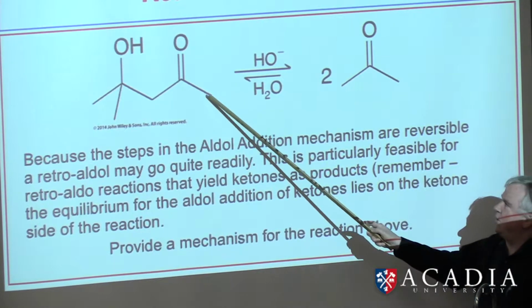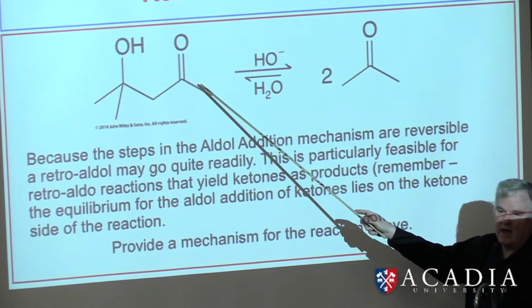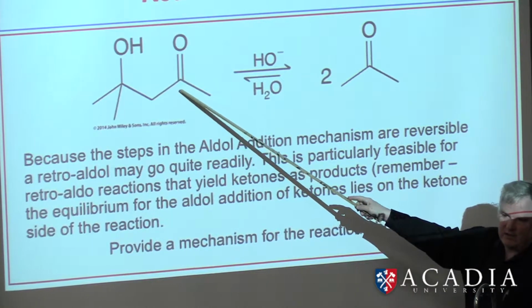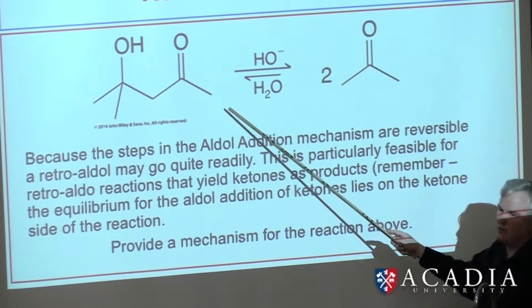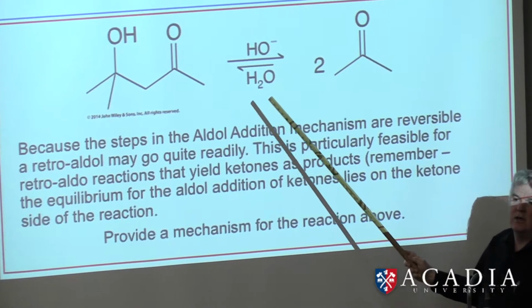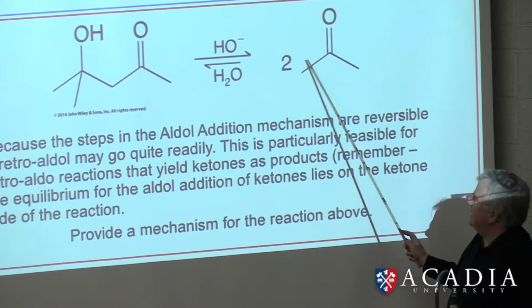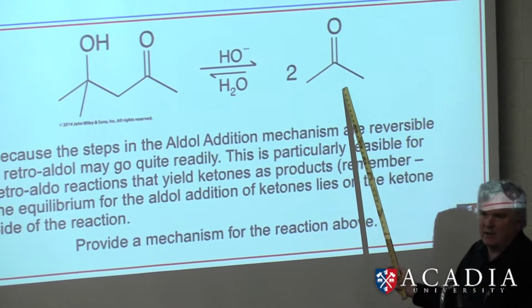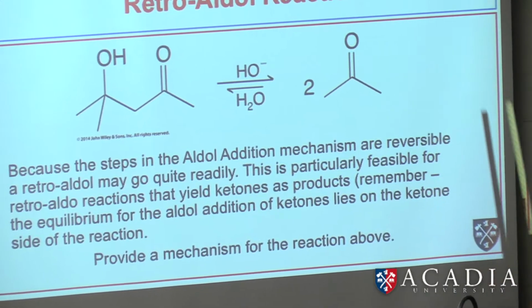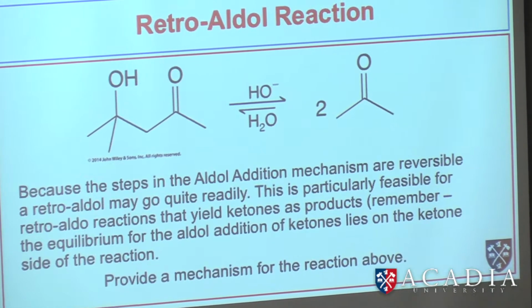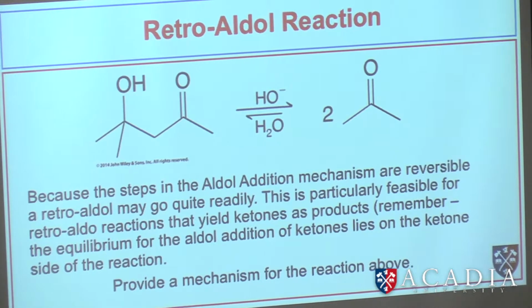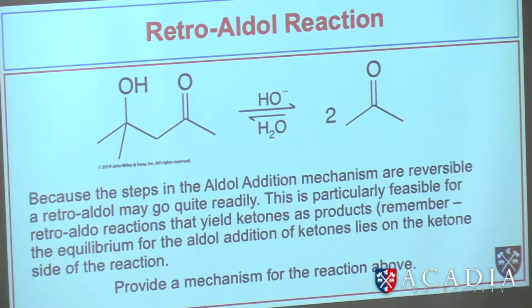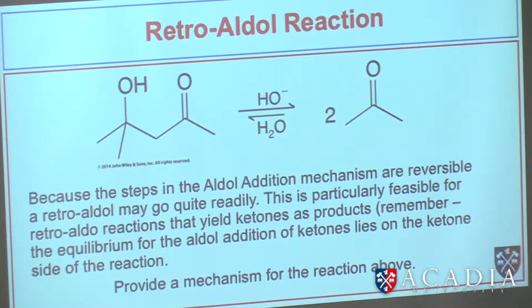This direction is actually favored. If this were an aldehyde, it typically will favor this a little bit more, but when we have ketones, because of that electrophilic addition step in the forward reaction, the retro-aldol reaction is quite easy to make happen if the products are ketones. So you'll see at the bottom I say provide a mechanism for the reaction. It's just the reverse of the reaction that we just did. Give that a try.